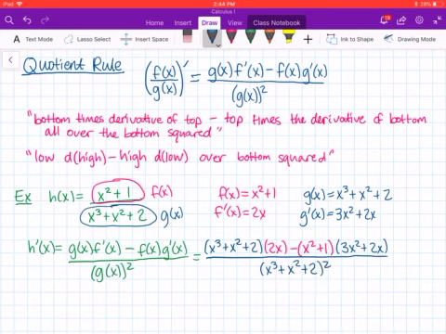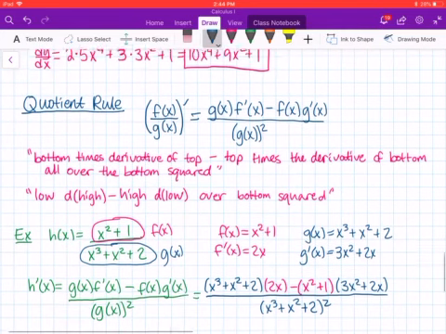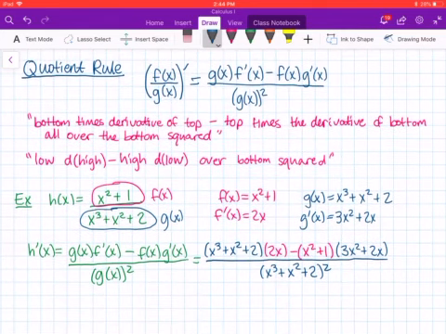Okay, now the nice part is you can always leave that bottom the way it is. So do not expand. Okay, we're going to start off here in the next video. We're not done. We're going to expand this, expand the top.